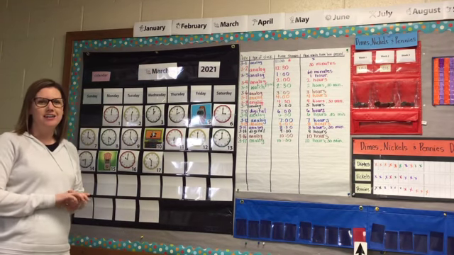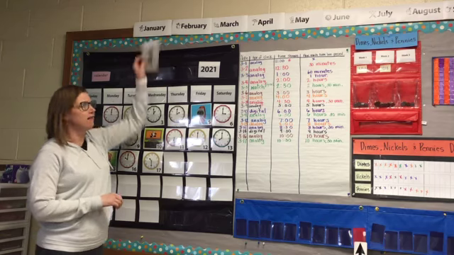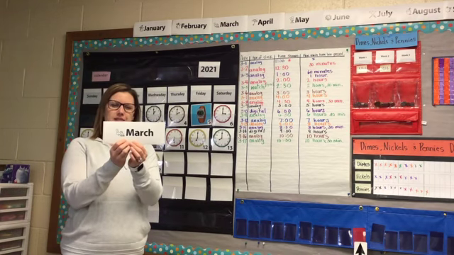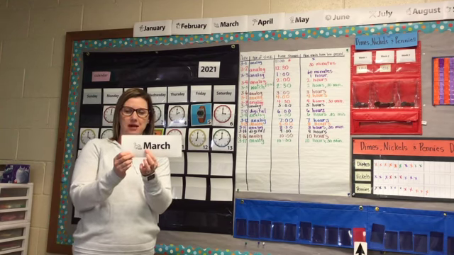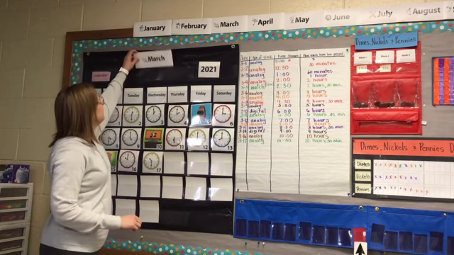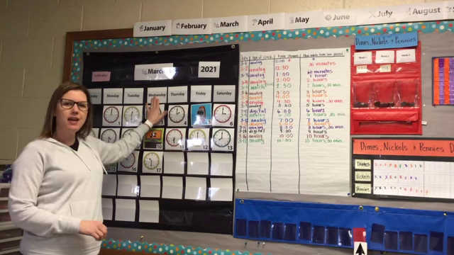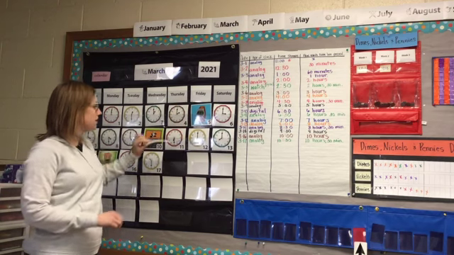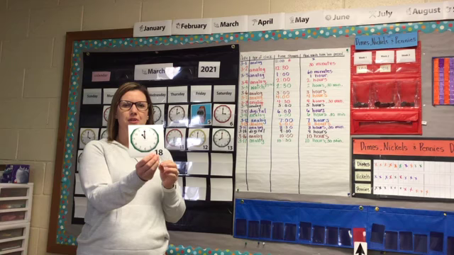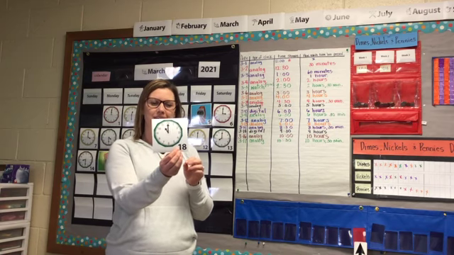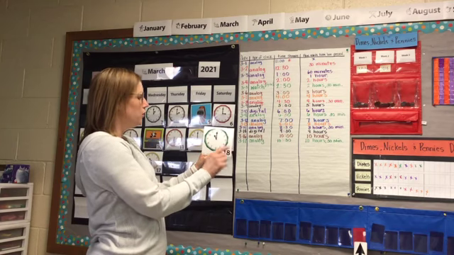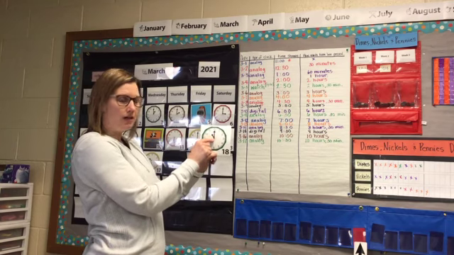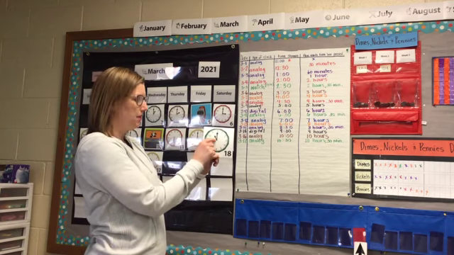Let's take a look at our calendar. We are in the month of March. March starts with a capital M because it's the name of a month. And yesterday was Wednesday, today is Thursday, March 18th, 2021.